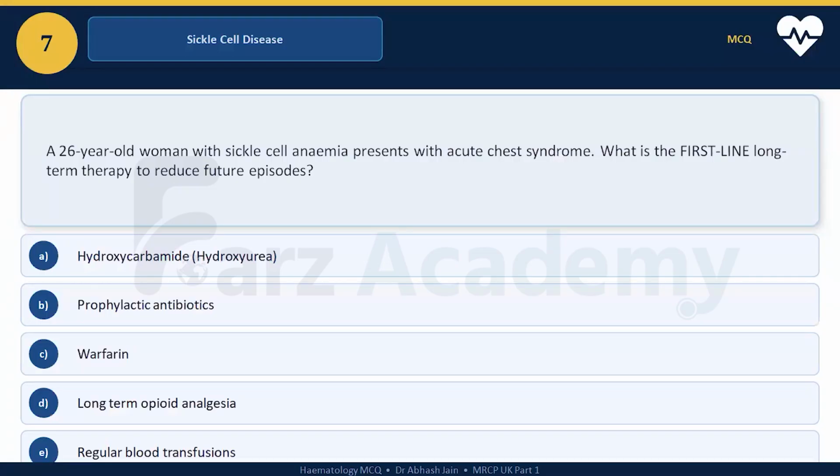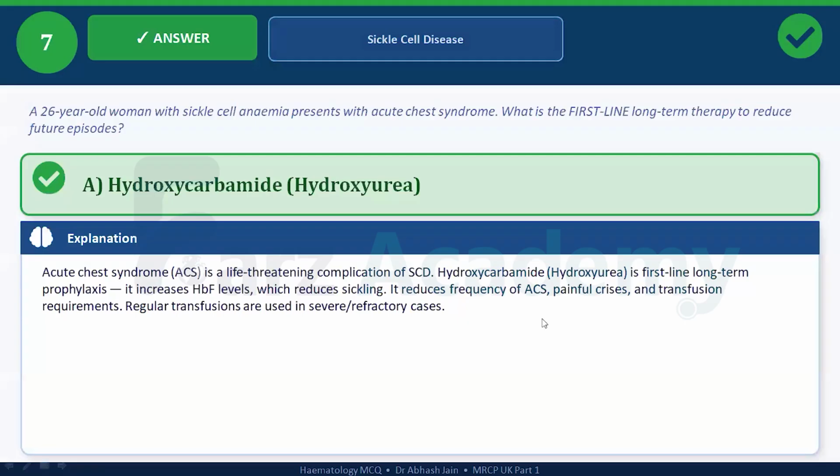A 26-year-old woman with sickle cell anemia presents with acute chest syndrome. What is the first-line long-term therapy to reduce future episodes? Hydroxycarbamide, prophylactic antibiotics, warfarin, long-term opioid analgesia, and regular blood transfusion. Hydroxyurea. It seems to be easy. Your answer is correct, doctor.